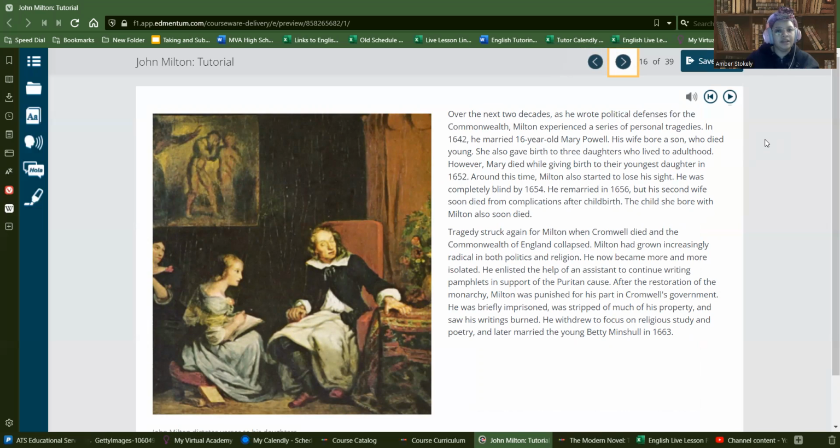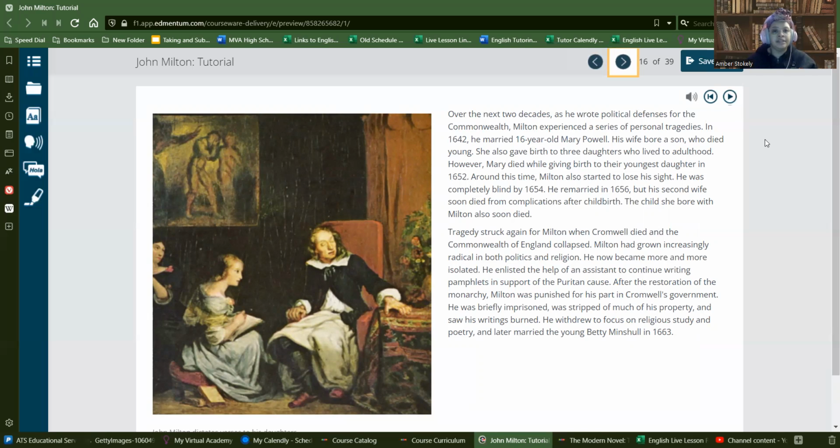Now on slide 16 here, we get more information about some of the events that he lived through and how he reacted to it. In the Commonwealth era, he suffered a lot of personal tragedies. He had a son that died young. He had a tragedy where his wife at the time died giving birth to their youngest daughter.